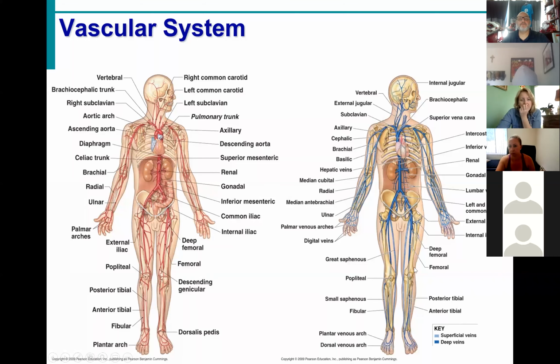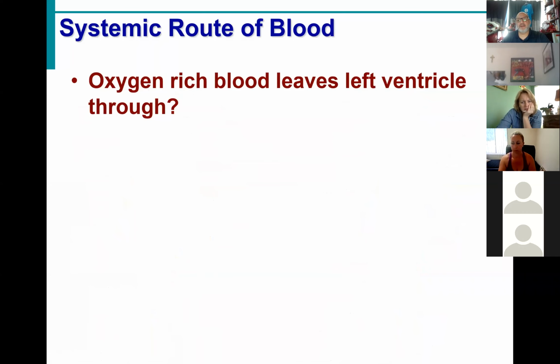To this, our vascular system. Again, we have been so far just talking about the heart, so let's remind ourselves of some of the things that we have been discussing. Our oxygen-rich blood leaves the left ventricle, and when it leaves the left ventricle, what structure does it pass through? What valve does it pass through?